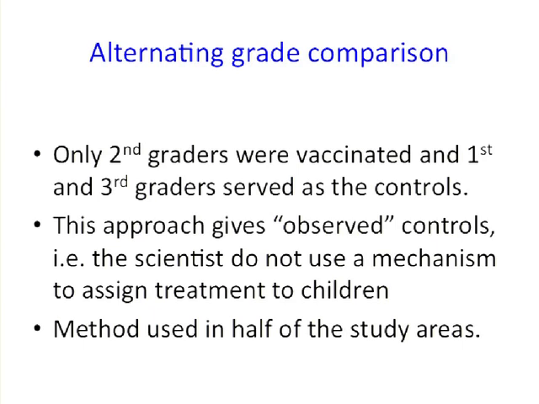So these are called observed controls, in the sense that you're not actually choosing who's a control. It's more by the fact that you are in first grade or third grade, you are a control. And this method was used in about half of the 217 different study areas.